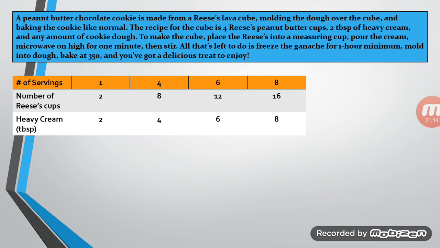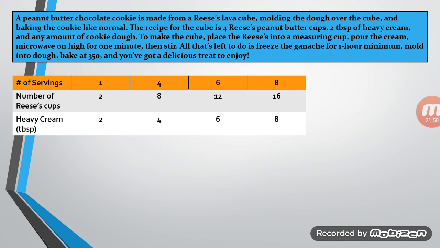So every time the cookie amount increases, we need to increase the number of Reese's peanut butter cups. And if you notice, every increase of serving is multiplied by 2, because 2 cups need to be added for every cookie made. So if you're trying to make 1 cookie, you need the 2 Reese's peanut butter cups. If you're trying to make 4, you need to multiply the number of cups by the amount of cookies you're trying to make. So 4 cookies will require 8 Reese's peanut butter cups. 6 will require 12, and 8 will require 16.